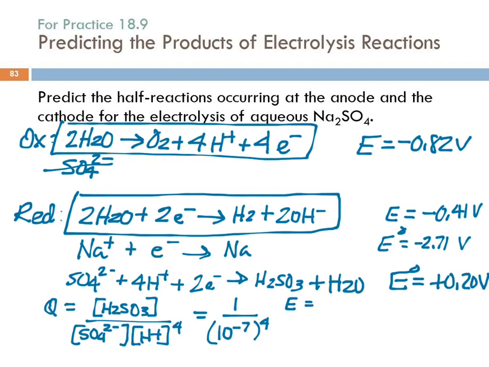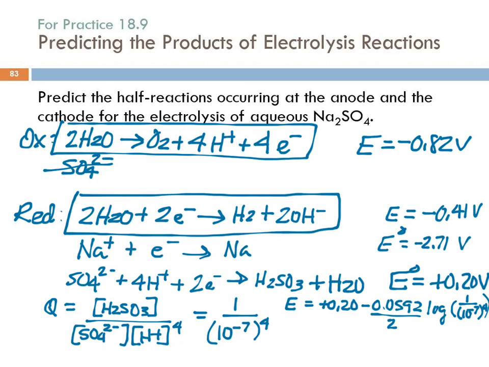So the adjusted potential equals the standard potential minus 0.0592 over n, and how many electrons in this one? 2. Times the base 10 log of 1 over 10 to the 7th to the 4th power. Isn't that a lovely mess? You could do some mental simplifying for that. Could be dangerous. Or you can just plug it all into your calculator, which is what I'm going to do if I can stop messing up here.